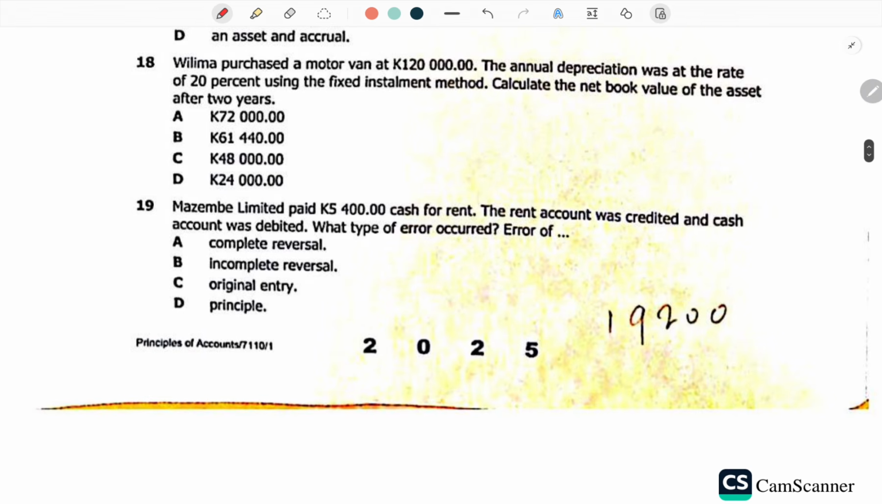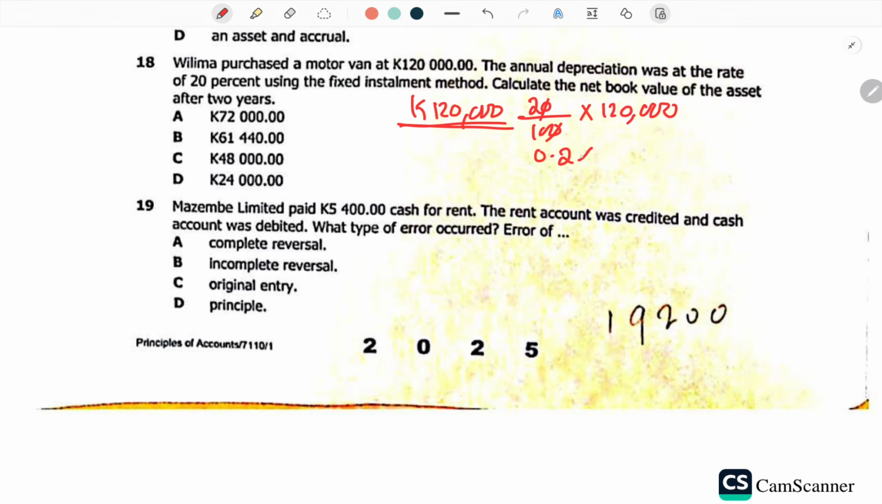Question 18. William purchased a motor van, okay, let's see, the price was 120,000. The annual depreciation rate was 20%. Using the fixed installment method, calculate the net book value of the asset after 2 years. This is beautiful. So let me do this. You get your 20%, you say over 100, then you multiply by 120. I still do remember this. It has to work. Okay.